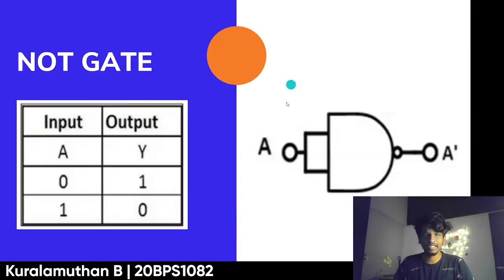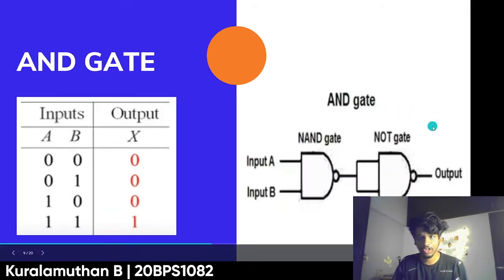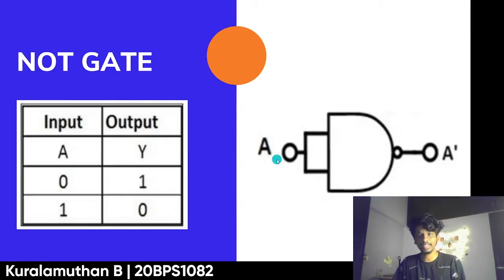So let's get on with the next logical gate, that's the NOT gate. We discussed the NOT gate when we were handling the AND gate, because in the AND operation we were actually inverting with the second NAND gate. So here it's the same. We have one input and one output. The output is always going to be the inverse of the input.